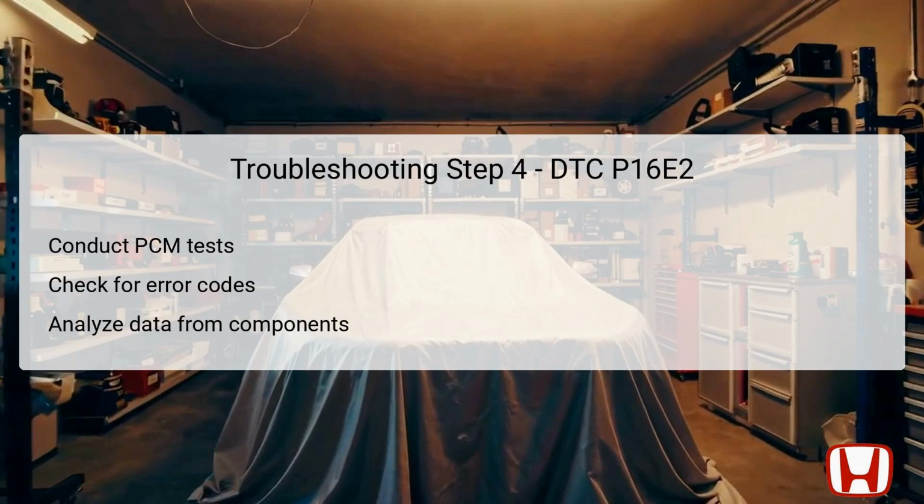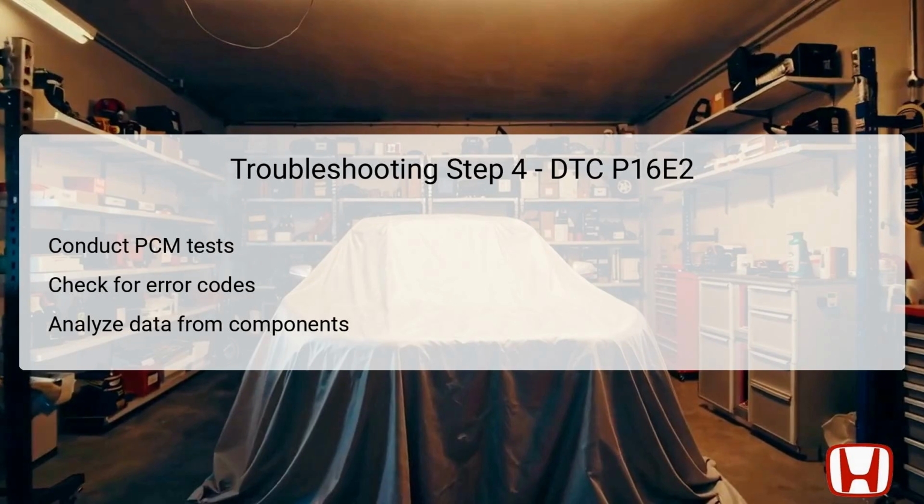The fourth step entails performing diagnostics on the Powertrain Control Module, PCM, to ensure it functions as intended. Start by running a DTC check using a diagnostic scanner to detect any additional error codes that may correlate with the P16E2 indication, particularly DTC P16E2.